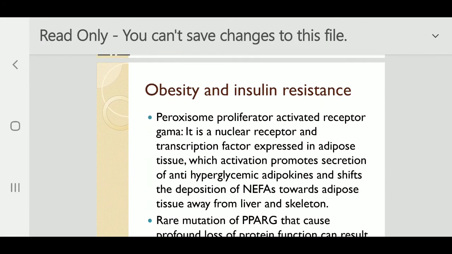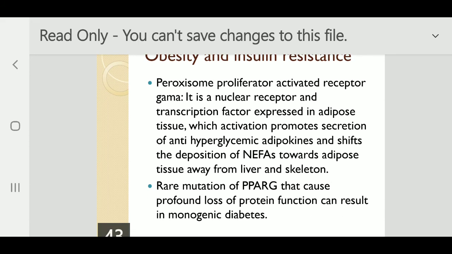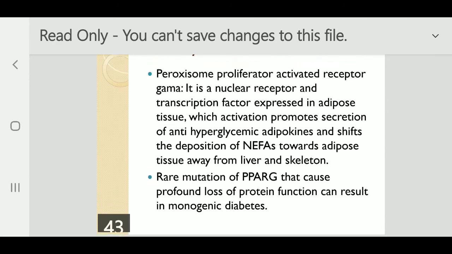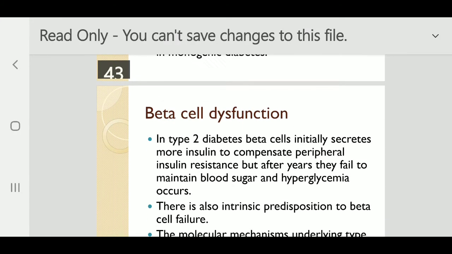In obesity, peroxisome proliferator activated receptor gamma is a nuclear receptor that is expressed in the adipose tissue, and that when activated promotes secretion of anti-hyperglycemic adipokines. So nowadays recent research is concentrating on these adipokines, so that in case in obese patients, if anti-hyperglycemic adipokines are generated, it can lead to decrease in blood sugar level.